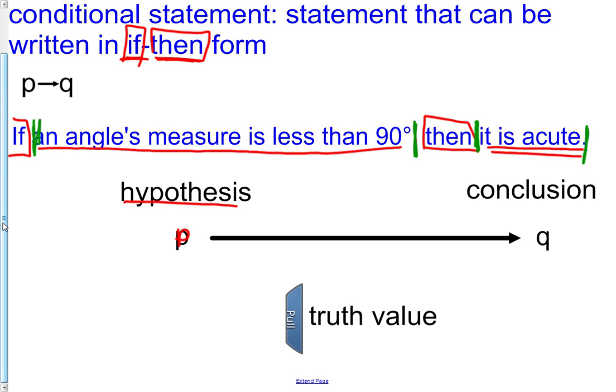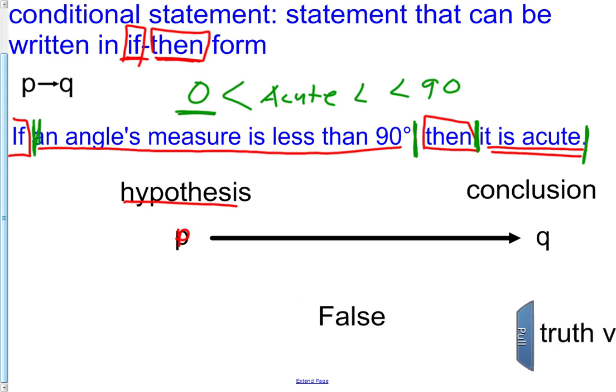However, the definition of acute angle is that the acute angle has to be less than 90 degrees, but it has to be greater than 0 degrees. So there's one instance, if an angle's measure is 0 degrees, it's not acute, but it is less than 90. So we would say that this truth value is false, because if you have a 0-degree angle, we wouldn't call it acute, but yet it's still less than 90 degrees. So the statement is false. Okay? We're going to be using this conditional statement like 3 or 4 more times today.